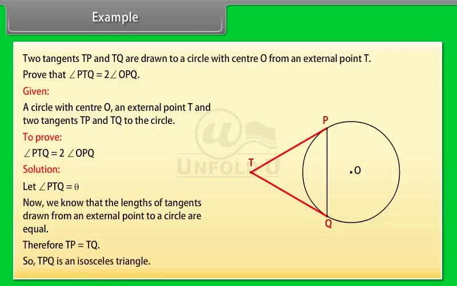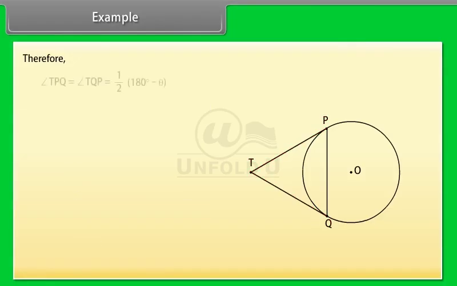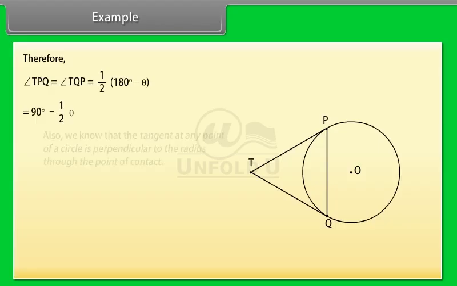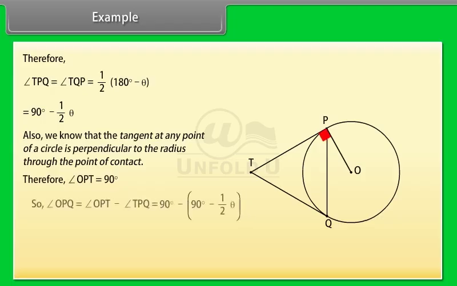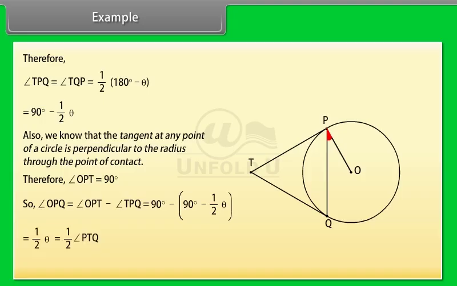So, TPQ is an isosceles triangle. Therefore, angle TPQ is equal to angle TQP, which equals 1/2 into 180 degree minus theta, which is equal to 90 degree minus 1/2 theta. Also, we know that tangent at any point of a circle is perpendicular to the radius through the point of contact. Therefore, angle OPT is equal to 90 degree. So, angle OPQ is equal to angle OPT minus angle TPQ, which equals 90 degree minus 90 degree minus 1/2 theta, equal to 1/2 theta equal to 1/2 angle PTQ, or angle PTQ is equal to 2 angle OPQ.